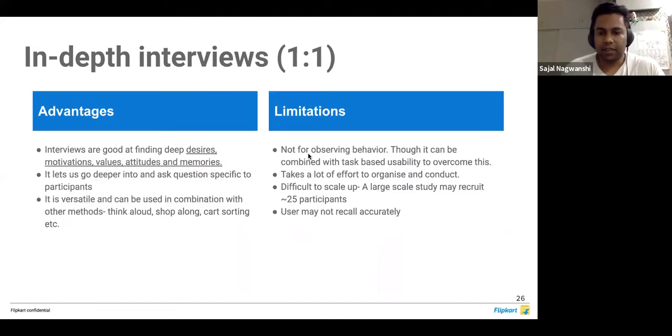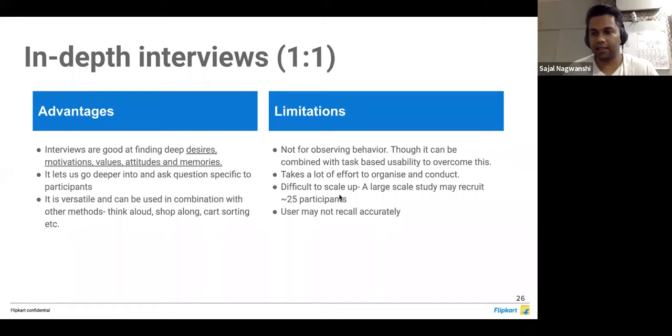The limitation is that because it's a one-on-one conversation, it's not the best method to observe a behavior. So if you want to observe a person performing a certain task, then combine this with a usability or a formative evaluation. B, it's very difficult to scale up.